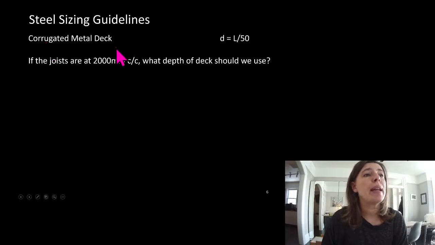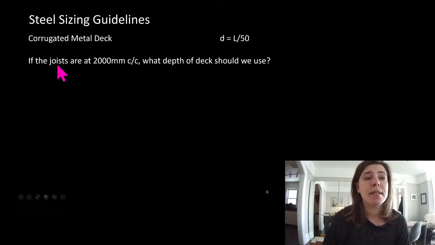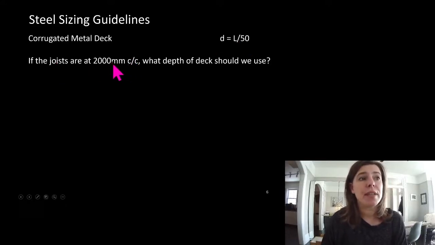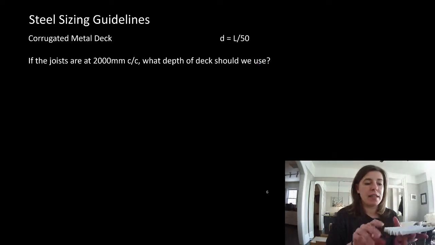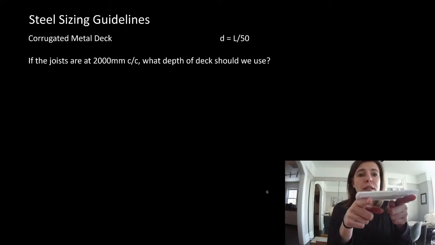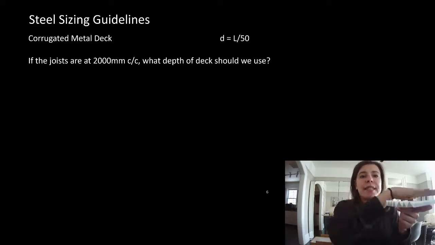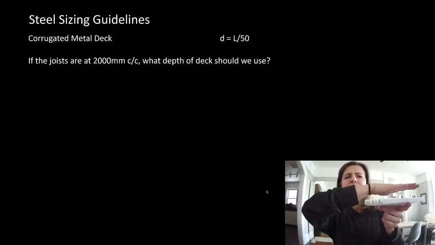So corrugated metal deck, depth equals length divided by 50. If we had joists at 2 meters center to center, or 2,000 millimeters center to center, what depth of deck should we use? Now what we're saying here is that we have joists, or my fingers, 2 meters apart. Now imagine that this deck kept going and we had tons of deck.